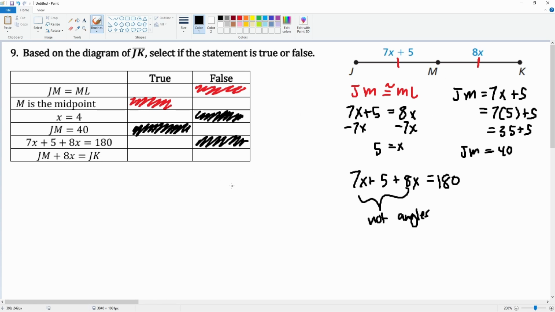Is JM plus 8x equal to JK? Yeah, because JM is this piece plus MK should be the entire thing of JK. But we know MK is 8x. That's why it's true.